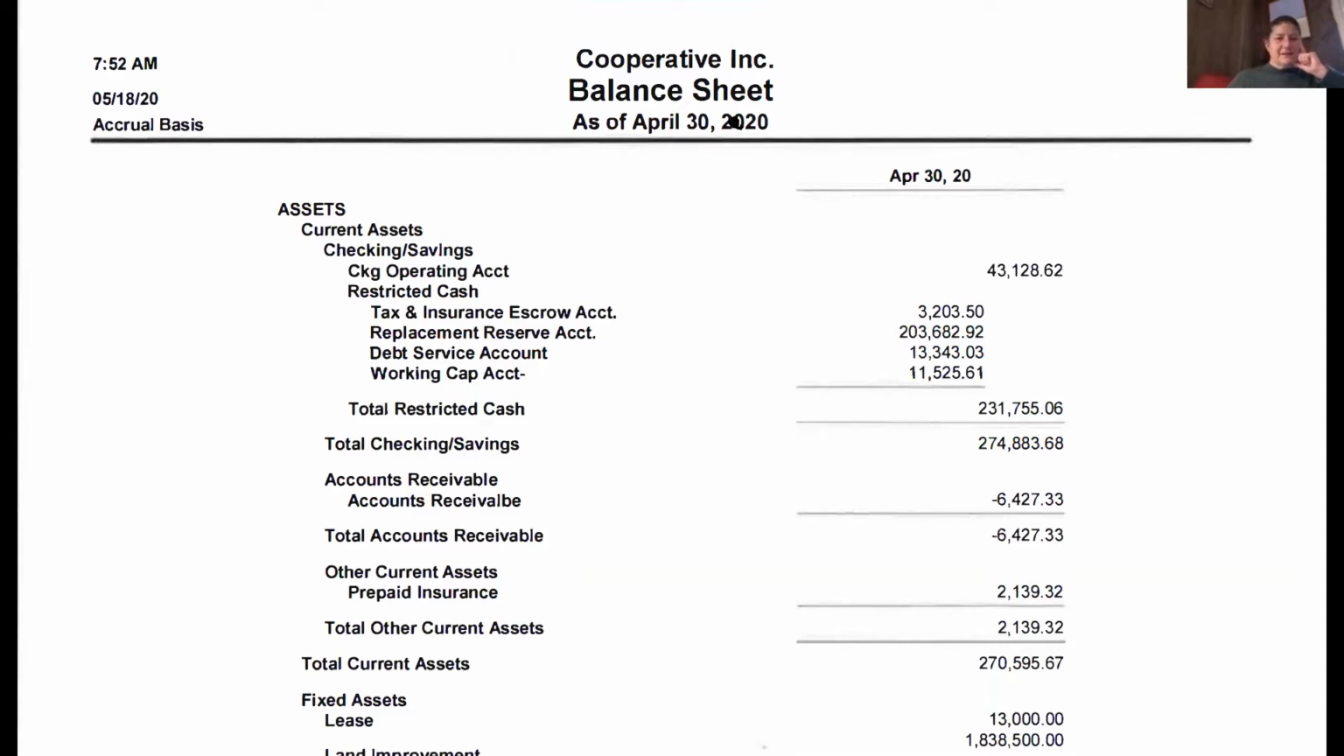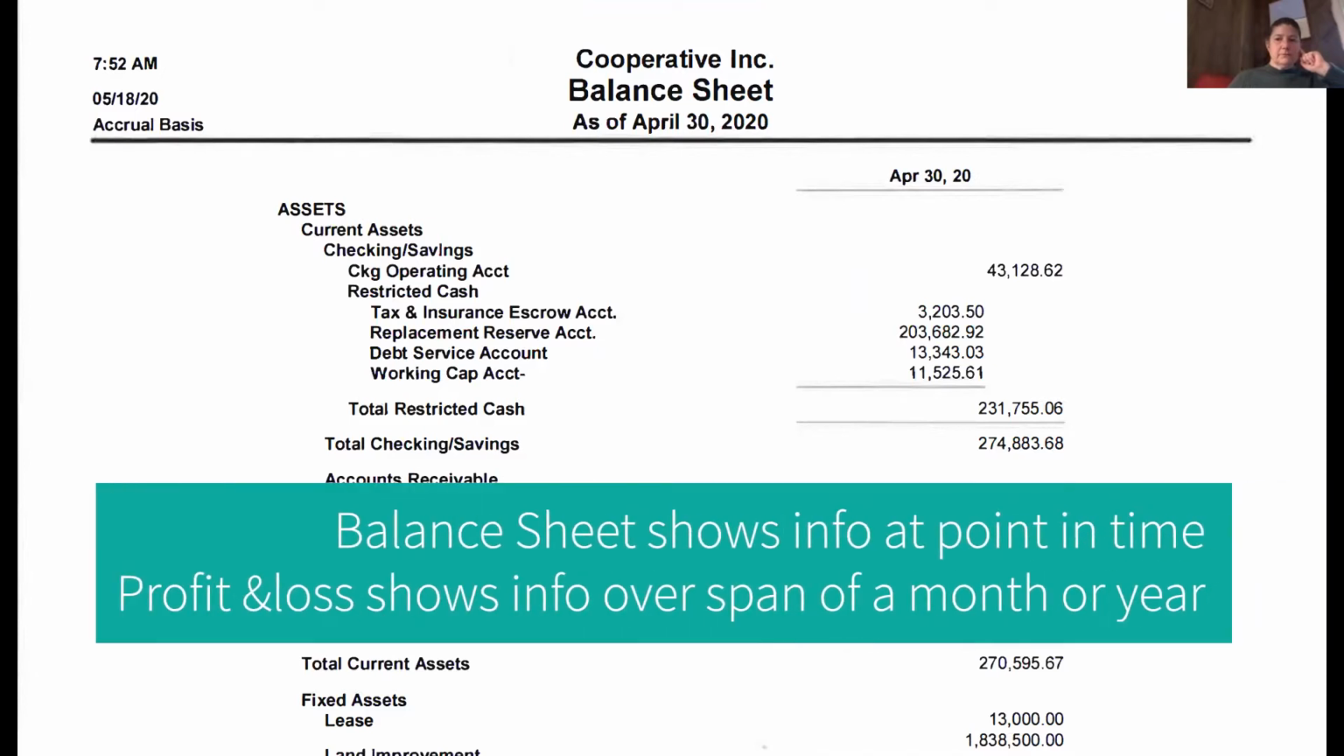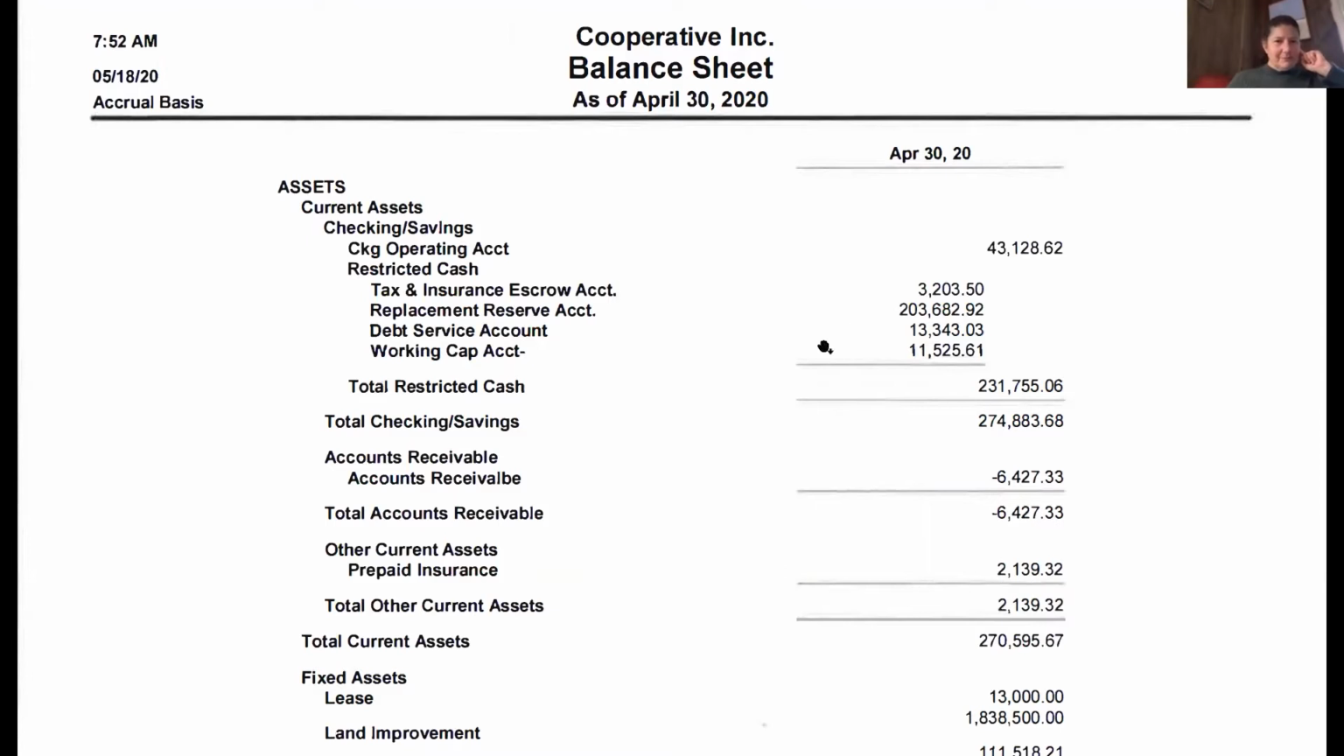And one of the first things to point out about a balance sheet is it shows balances pertaining to your co-op at a particular point in time, in this case, April 30th of 2020, which is a little different from the profit and loss reports that you might look at, which show what your, say, plowing bills are over the budget year or over a month. So profit and loss reports show things over a span of time, and this report shows things at a point in time. And like Julia said, there's three parts.